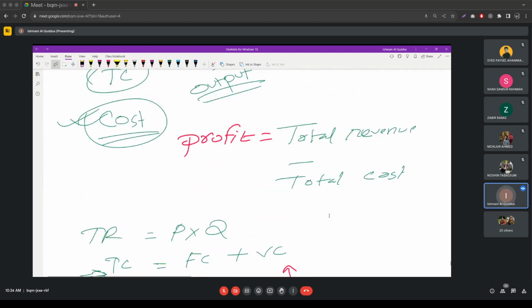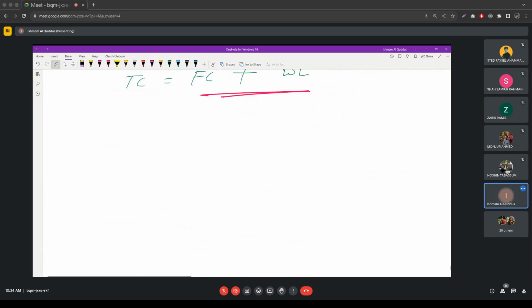Total revenue minus total cost. For example, if you're making... what did you say WL was? This is the variable expense: wage rate times labor equals variable expense.